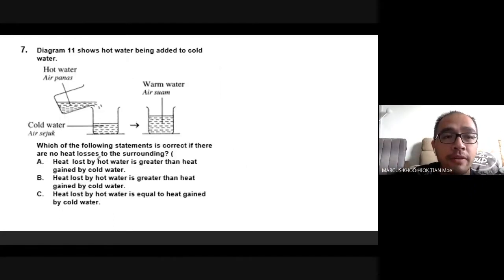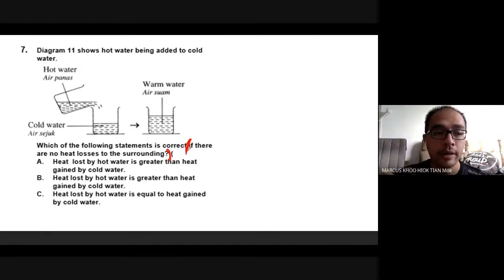Diagram 11 shows hot water being added to cold water. So this is the same thing, thermal contact. Which of the following statements is correct if there are no heat losses to the surrounding? If you printed this out, I want you to highlight this word. This is a very common sentence that we will see in this chapter. Everything that we learn in this chapter, we assume that there is no heat loss to the surrounding.